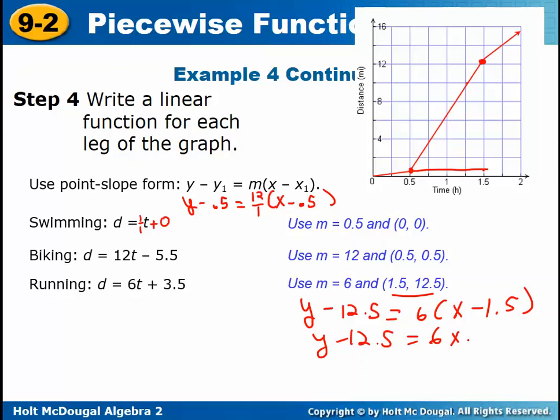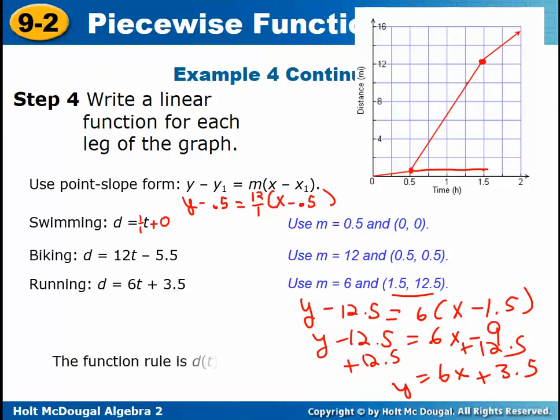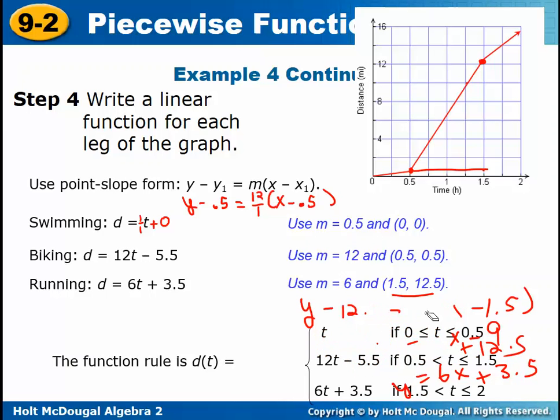So we'd have 6x minus 1.5 times 6. I think that's 9, but let me just double check here. 6 times 1.5 is 9. And then we would add the 12.5 to both sides. So y equals 6x plus 3.5. And that's how they got the third part. And then you just put all of this together using your domains and your function rules, and that's what you would have.